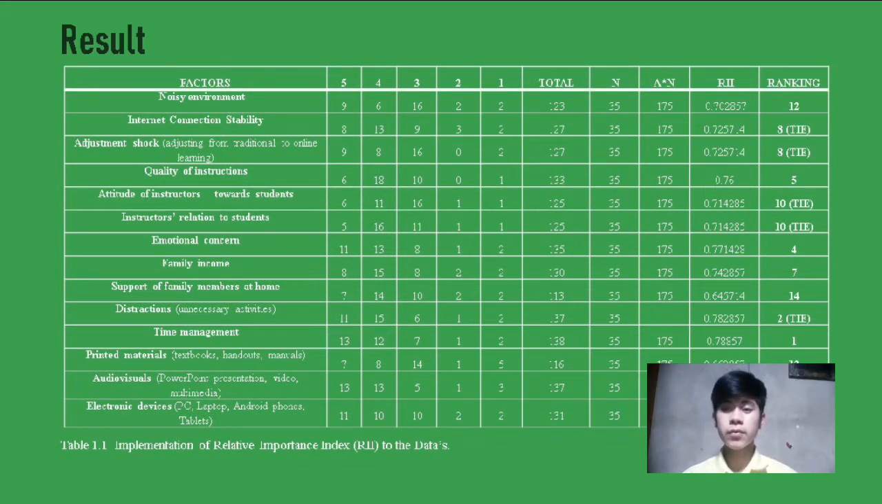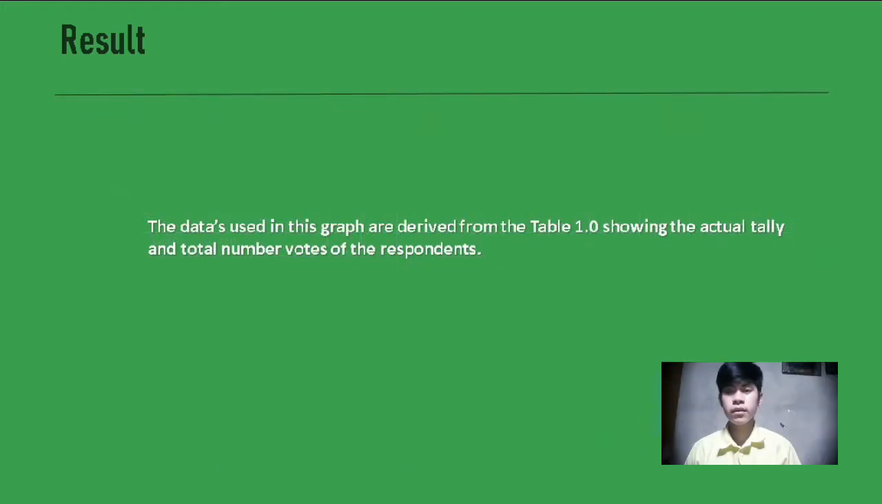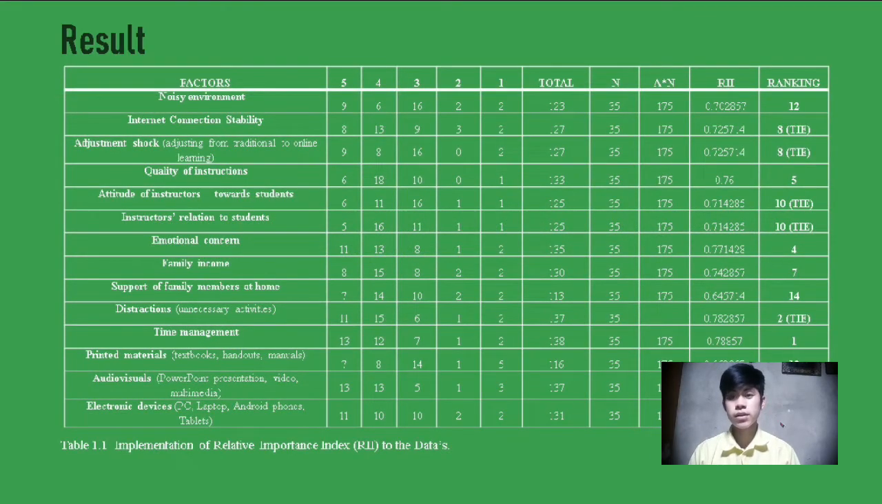For Table 1.1, we divide the total weighted votes by the product of the weighted number and the number of respondents. And we can get the RII, or the Relative Importance Index, which ranges between 0 and 1. After getting the RII of every factor, we rank each factor according to its computed Relative Importance Index, from the highest to the lowest.